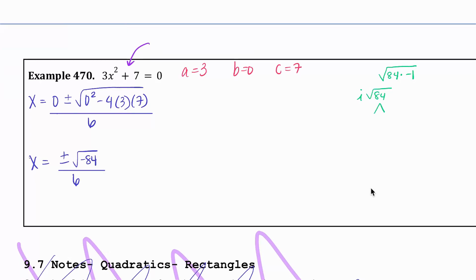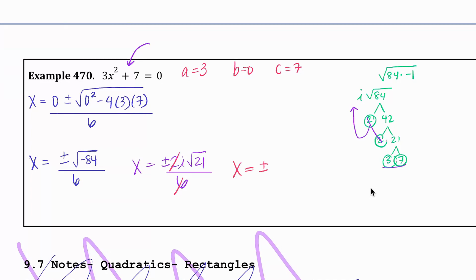So if we break this down, we've got 2 and 42, 2 and 21, 3 and 7. So I can take a 2 to the outside with that i, and I'm left with a 21 on the inside. So I'm going to write this as x equals plus or minus 2i square root of 21 divided by 6. We can simplify that just a little bit. Both of those are divisible by 2, so we get x equals plus or minus i square root of 21 divided by 6 divided by 2 is 3.